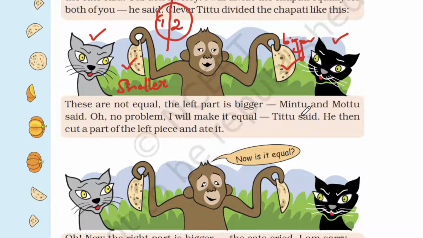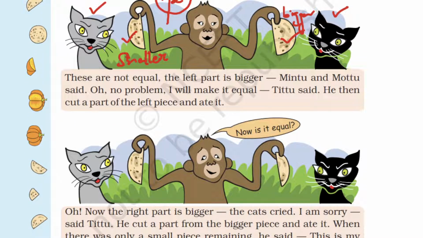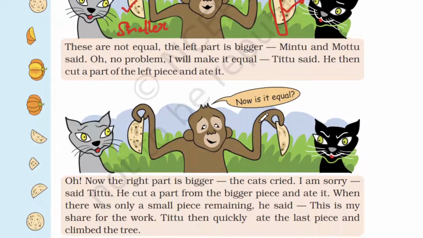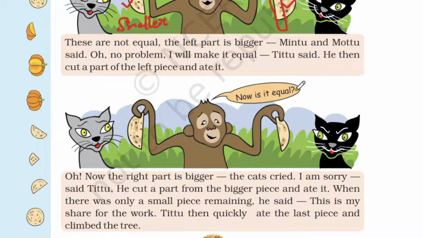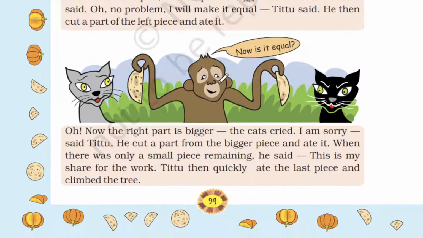The Tintu monkey is very clever. So what did he do? He cut a little bit of the left hand side, since the left hand side is a little bigger. He cut a small piece of it and ate it, and "now both pieces are equal," the monkey is telling. What happened now? Look at the image. The right hand side is bigger and the left hand side is smaller. "Oh, now the right part is bigger," the cat is telling.